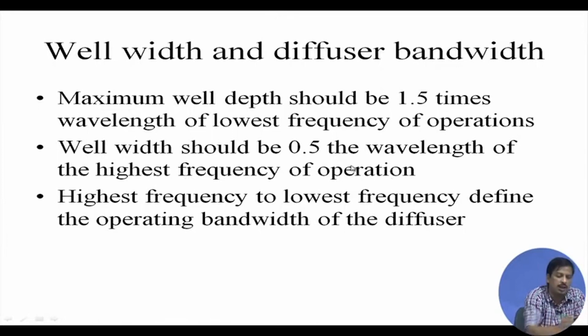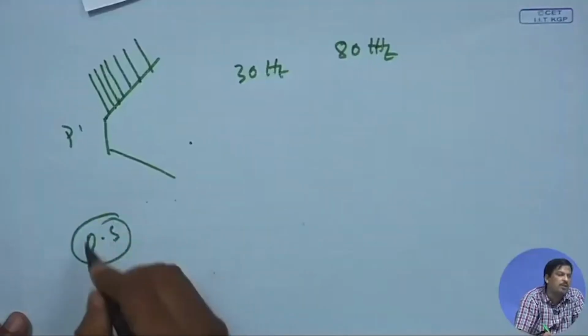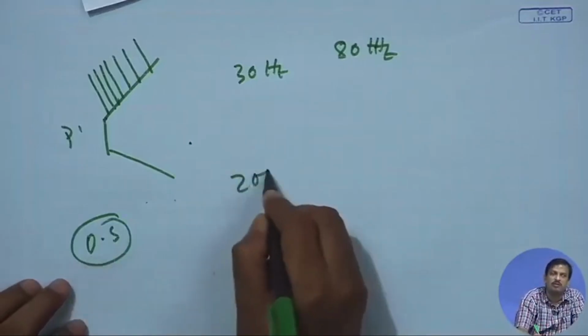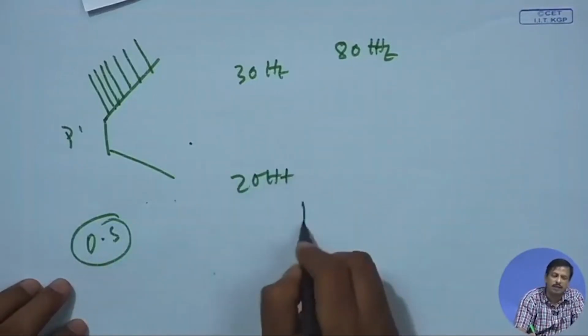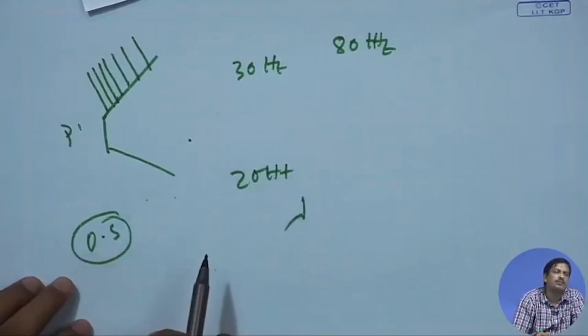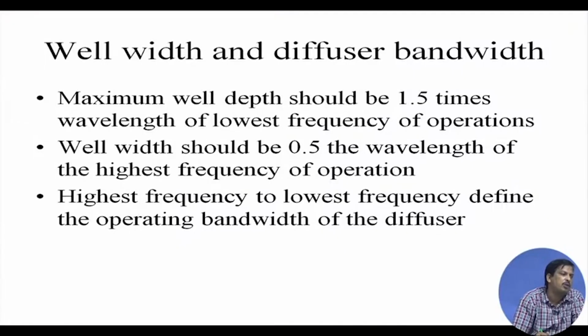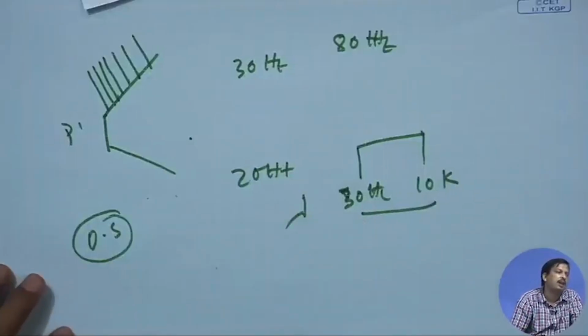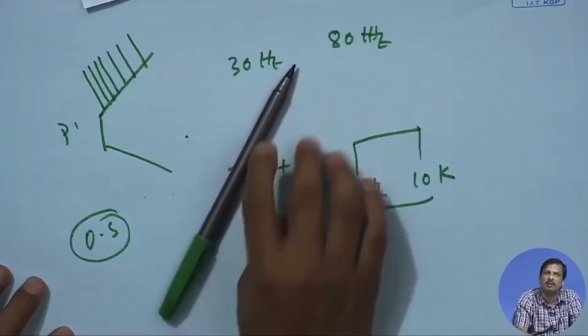So, width will be 0.5 times the highest frequency of operation. So, if I say music, 20 kilohertz, then I know the lambda, then I find out the width. Then the highest frequency to the lowest frequency define the operating bandwidth of the diffuser. So, if a diffuser works for, let us say, 30 hertz to 10 kilohertz, then I can calculate the depth and width of the slot, then accordingly I can treat those things.